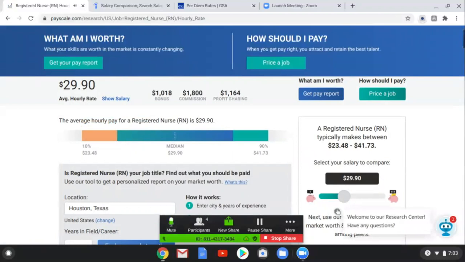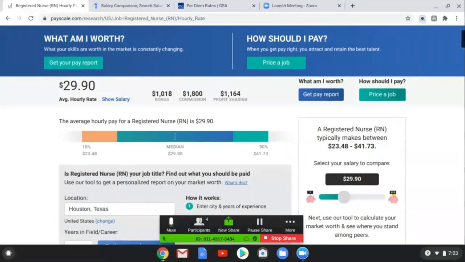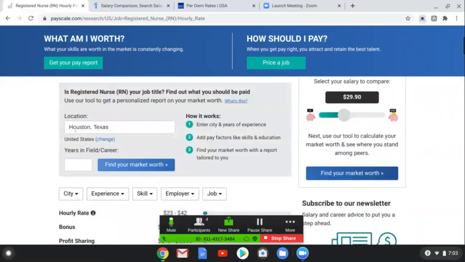A big part of where they get the information from is when people post jobs. The AI bot goes in and pulls information from employers who post the jobs and post the pay, and that's how they get it. They also get information from the Department of Labor. That's how they pull together these averages or median pays. And this is for the Houston, Texas market.